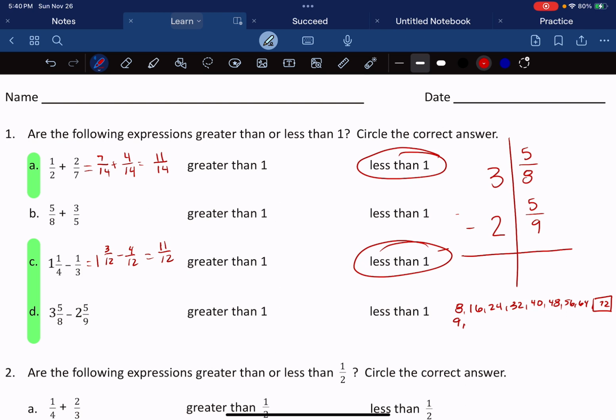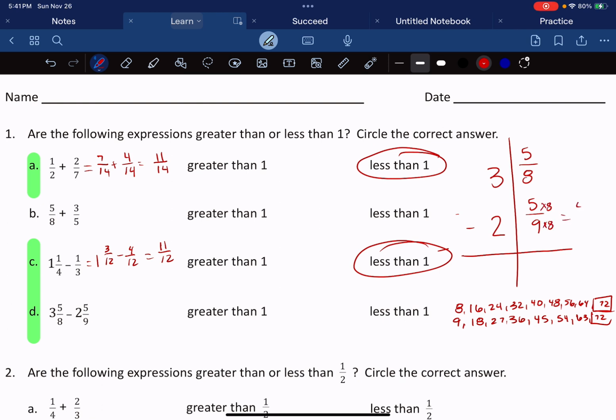I get 9, 18, 27, oops, my pen doesn't write, 36, 45, 54, 63, and 72. So for 9, it took me 8 times to get there.